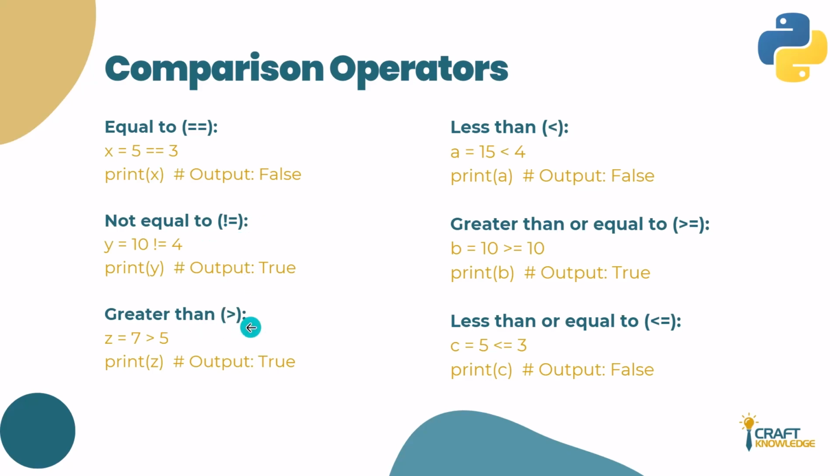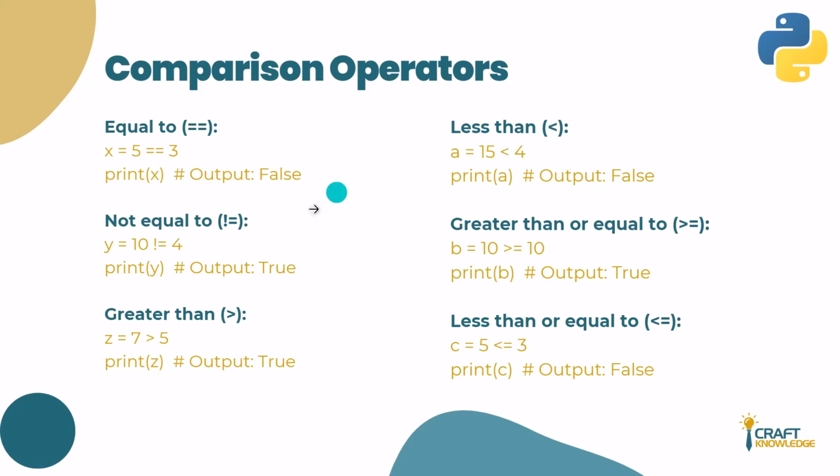Then we have the greater than sign that helps us find out if one value is greater than the other value or not. Then we have the less than operator, that is the opposite of greater than. Then we have the greater than or equal to operator, right? So this helps us check two conditions, if a certain value is either greater than or equal to the second value or not. And then we have the less than or equal to operator, that is the opposite of the previous one. So it helps us find out if a certain value is smaller than or equal to the second value or not.